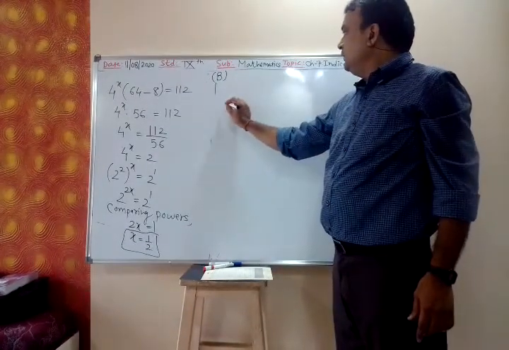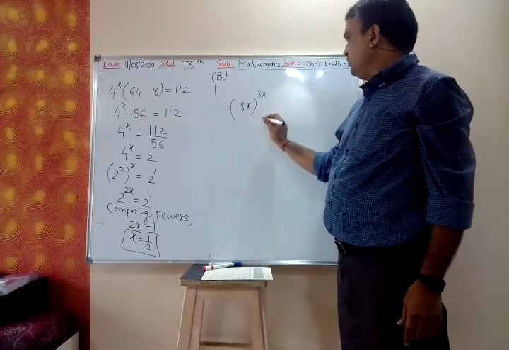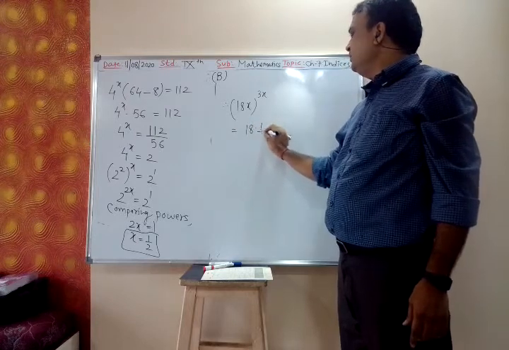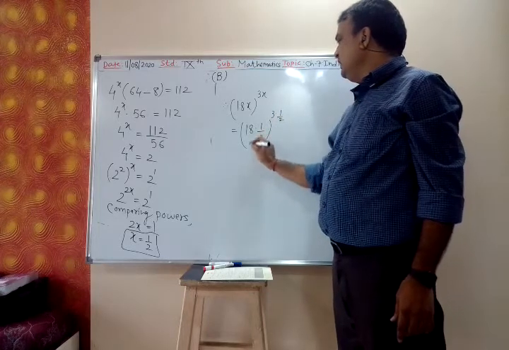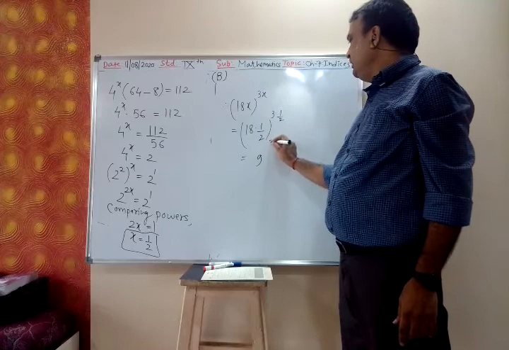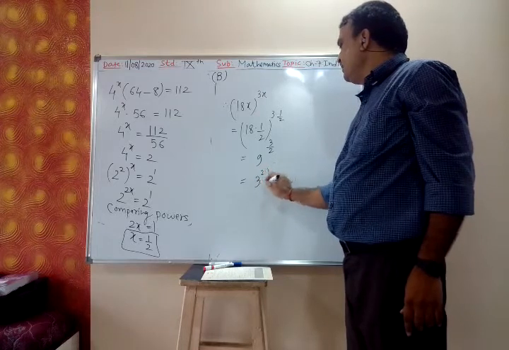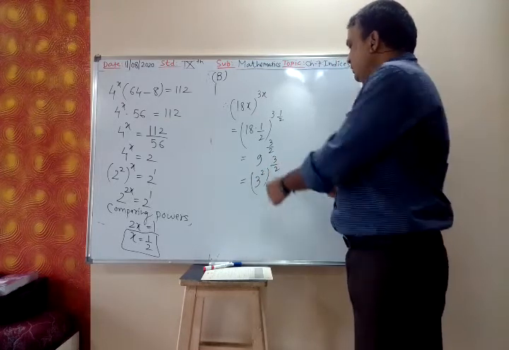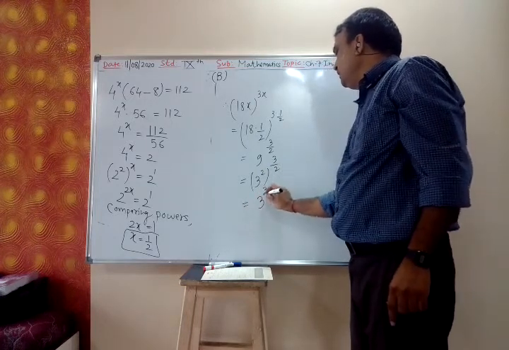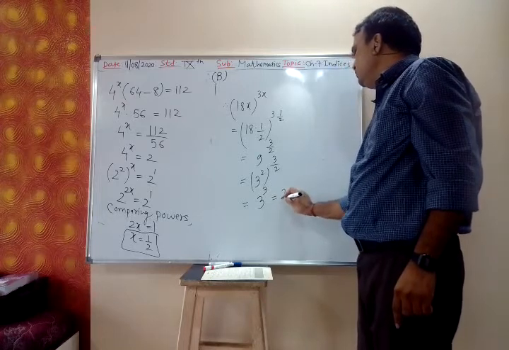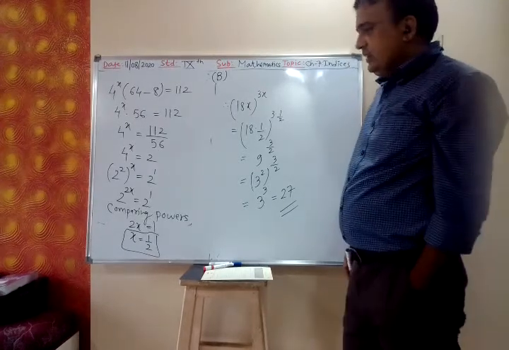Let us see. Now we consider 18x raised to 3x. 18 into x is 18 into 1 by 2, so 9, raised to 3 into 1 by 2, that is 3 by 2. Now 9 I can write as 3 square raised to 3 by 2. Power to power, multiply the power, so 2 gets cancelled. What is left? 3 cube is left, 3 into 3 into 3, that is 27. Yes, 27 is the correct answer.